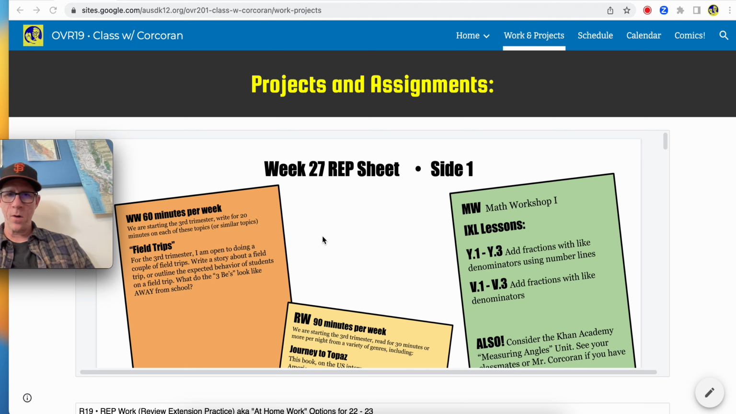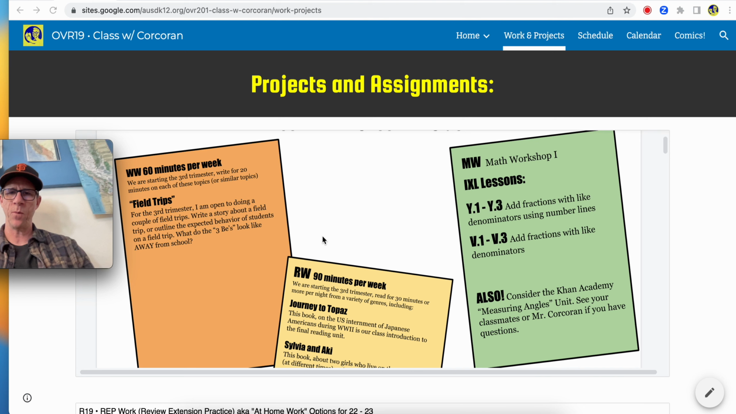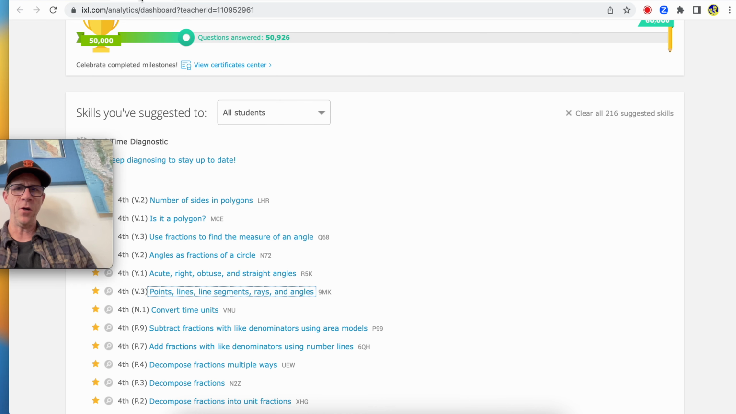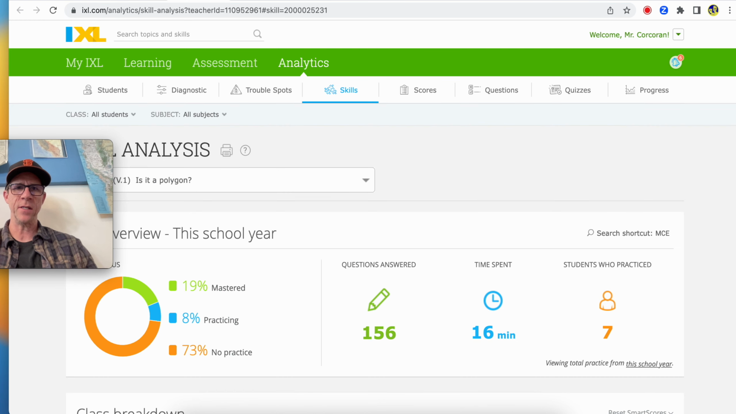Let's start with math. For math, last week we did Y1 and 2 and V3. This week we're doing the missing pieces, so it'll be Y1, 2, 3, and V1, 2, 3. And those that the class is largely done.